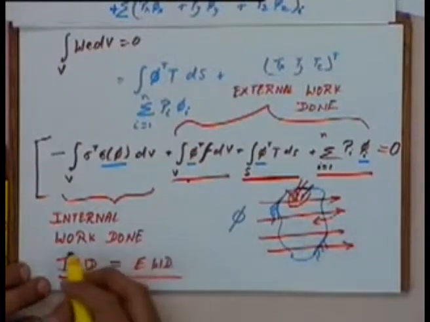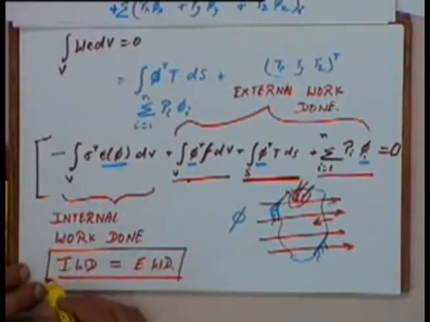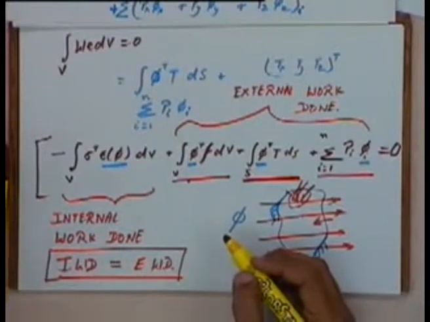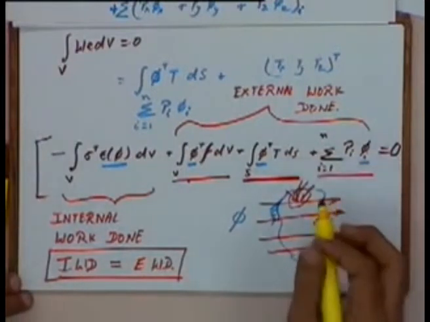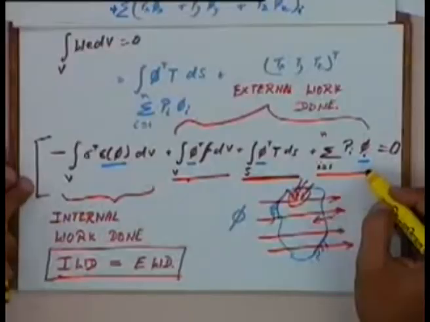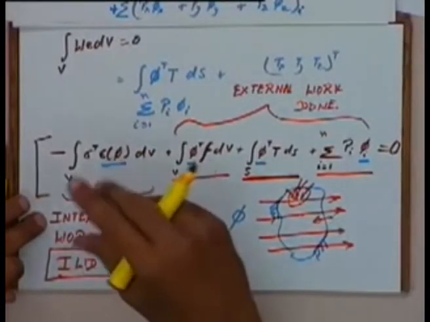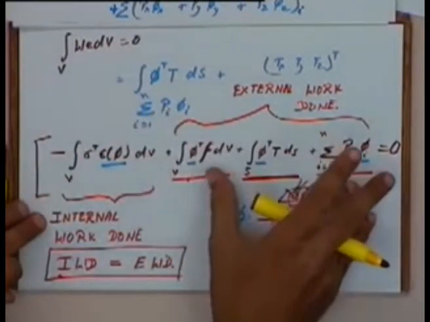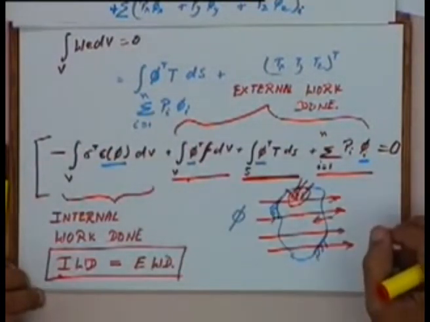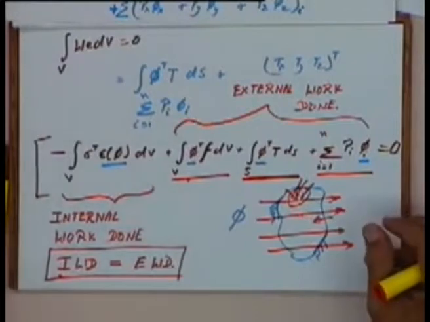Okay, and in fact this is basically a principle of virtual work. Whenever we give any virtual displacement, the total work done will be equal to 0. So what we are saying is that the total work done is equal to 0. A part of that is the work done against internal forces, and a part of that is the work done against the external forces. And that will give the answer to your question.